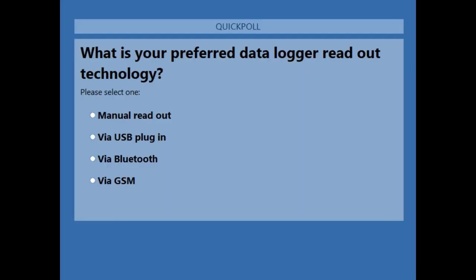Okay, thank you very much, Harold. And we're going to launch our last poll question for our audience members to engage in. And just like before, it's done in real time. So please go ahead and cast your vote on our last poll question. The question that we have for you is, what is your preferred data logger readout technology? We have a couple of choices for you to select from below. One is manual readout. The other option is via USB plug-in. Number 3 is via Bluetooth, or the final option via GSM. So please go ahead and cast your votes, everyone, and then I will close the polls and share the results.